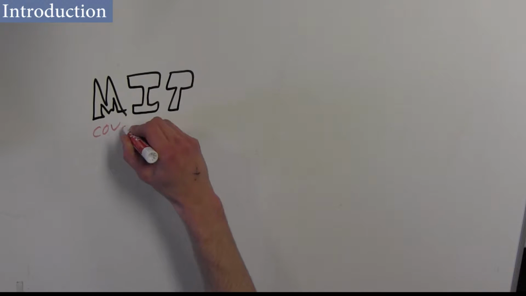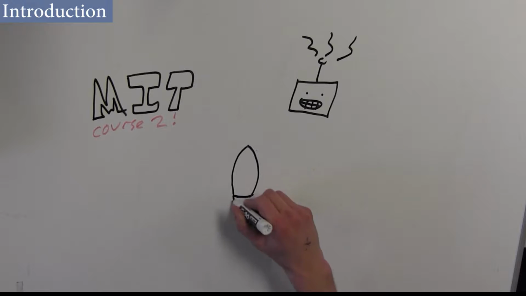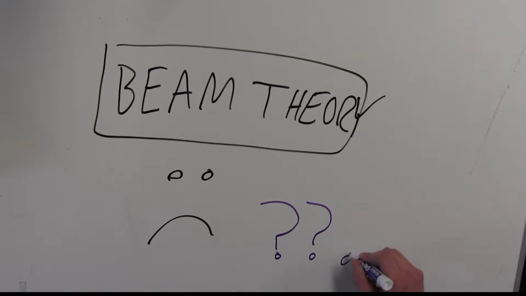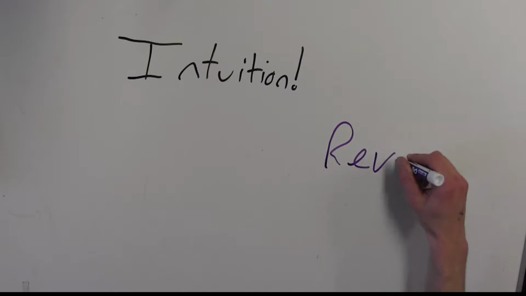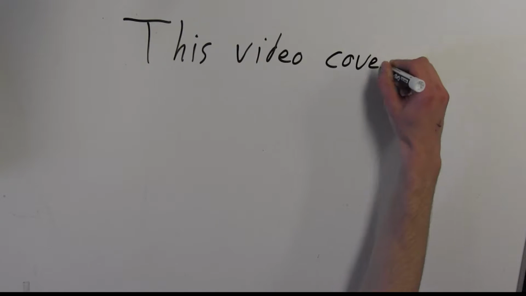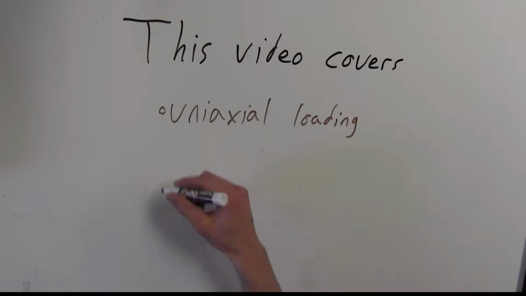So you're fresh into course 2, excited to be making robots or rocket ships or whatever, but then you hop into 2001 and realize beam theory is hard. Now what? Well, you came to the right place. This video should give you more of an intuition on common beam dynamics and serve as a review video for exams. We'll be covering uniaxial loading, elastic perfectly plastic, and viscoelastic materials.